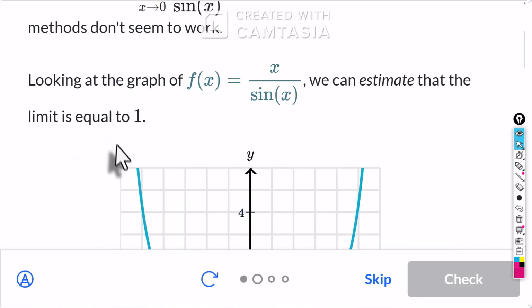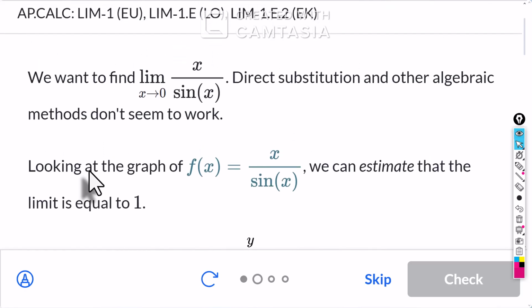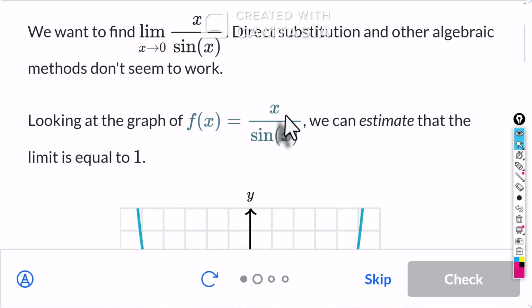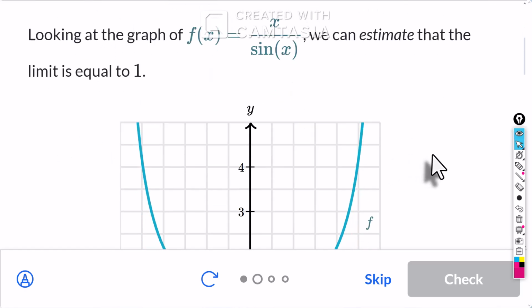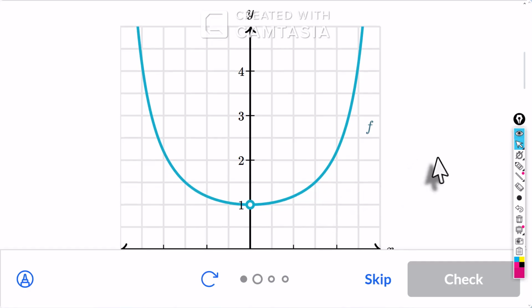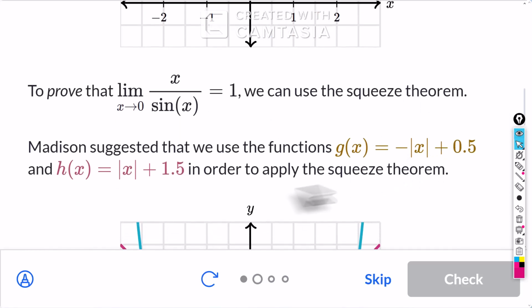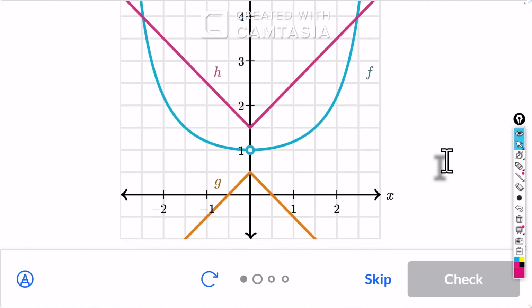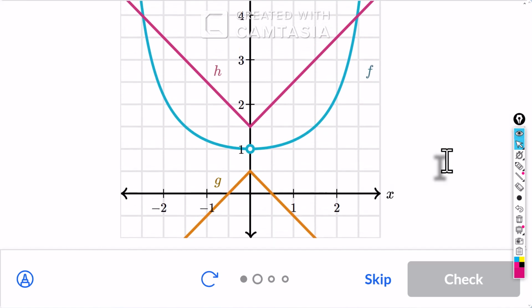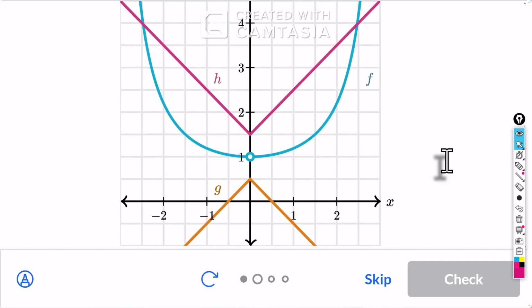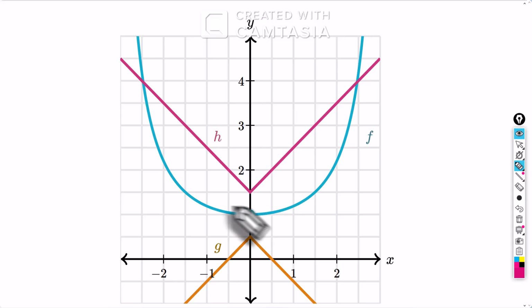All right, you can read the write-ups, but they don't really matter that much. We have the same function here for the original, x over sine of x, right here in blue. And they chose two new functions here, absolute value of x or negative absolute value of x. Let's look at them. All right, so it looks pretty good here. There's one problem, however.